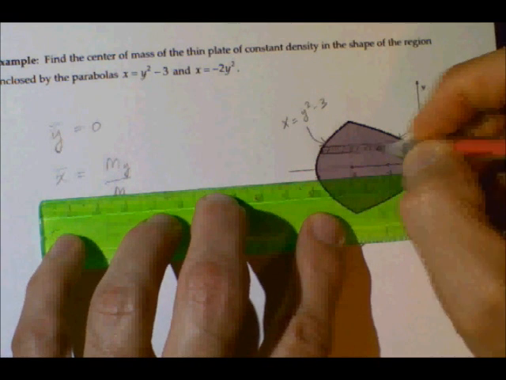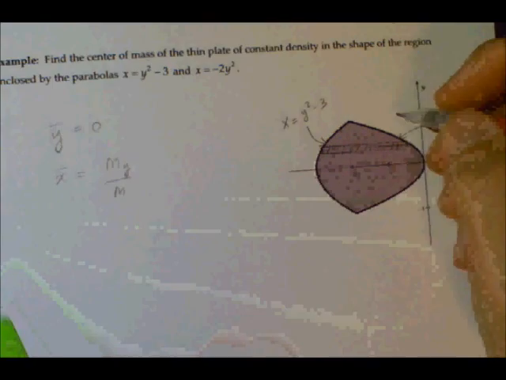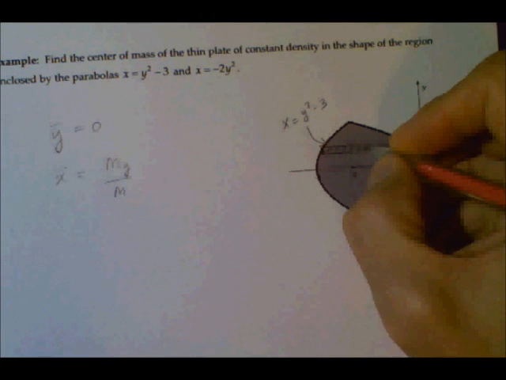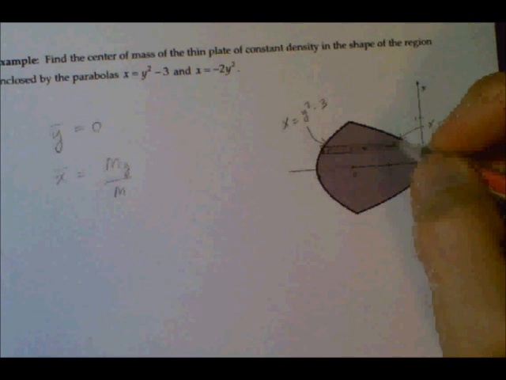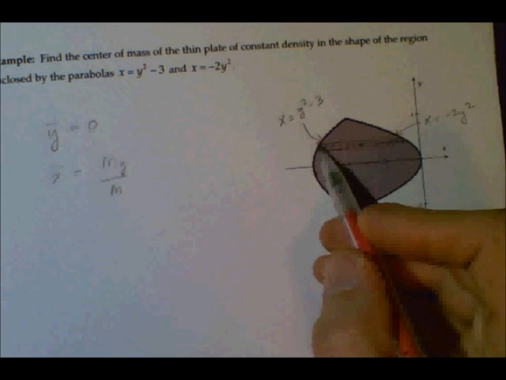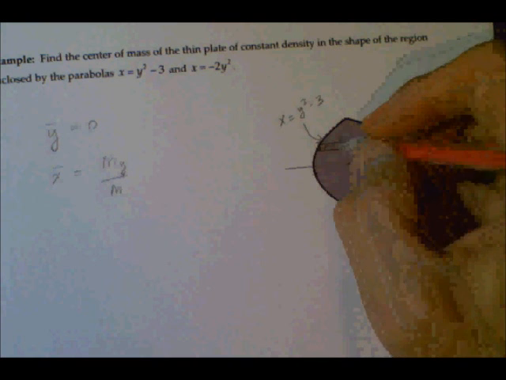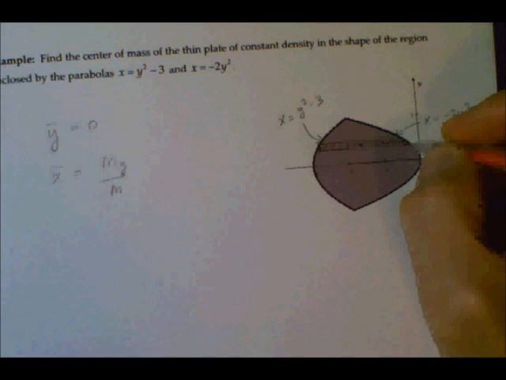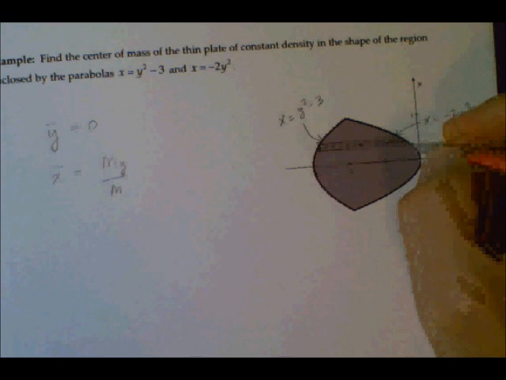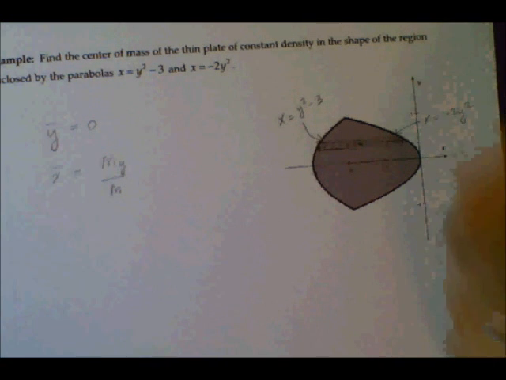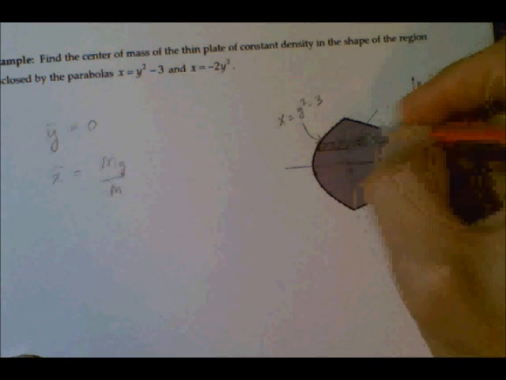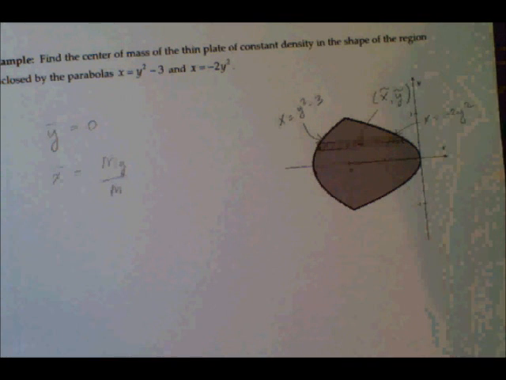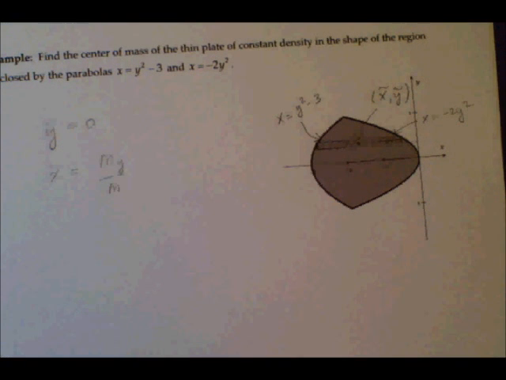So here's a typical horizontal strip. Here's its center of mass. It's right in the middle. The x-coordinate is halfway between here and here, and the y-coordinate is halfway between the bottom edge and the top edge. Anyways, let's call this x tilde, y tilde.